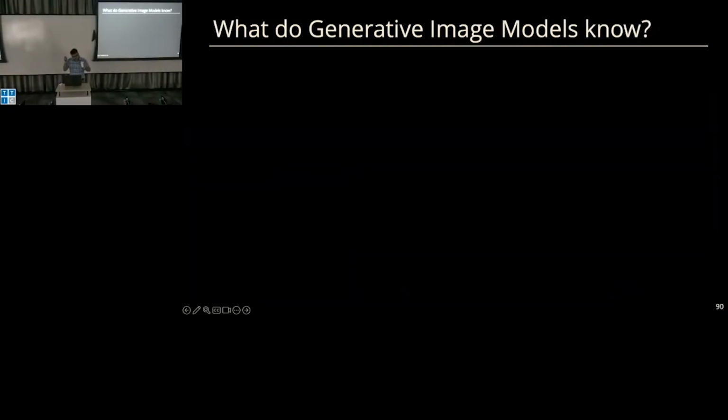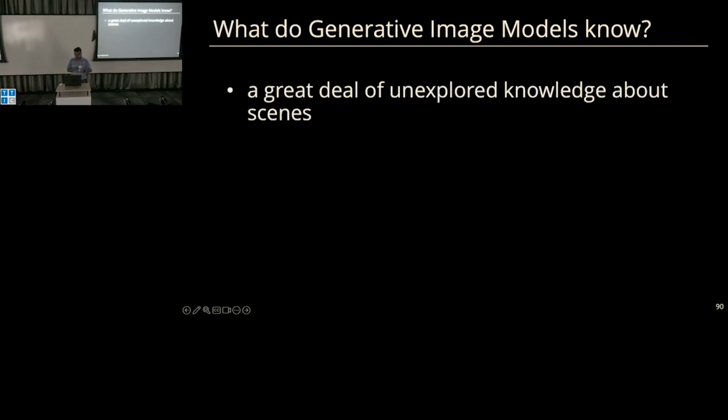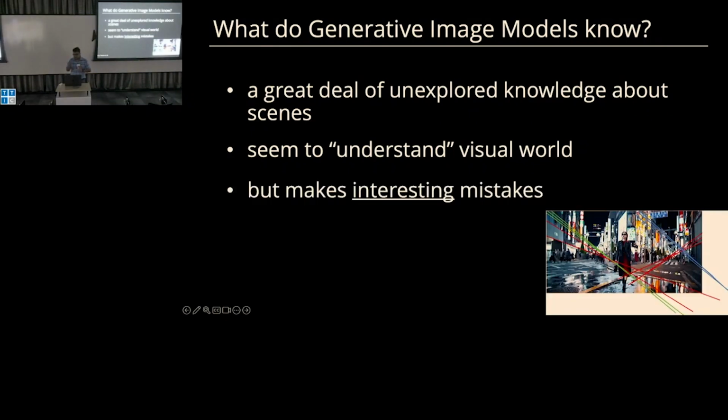So to summarize, what do generative image models know? Seems like they know a great deal of unexplored knowledge about scenes. They seem to understand the visual world. We can recover physical concepts of the 3D world, but they also make these interesting mistakes like errors in projective geometry.